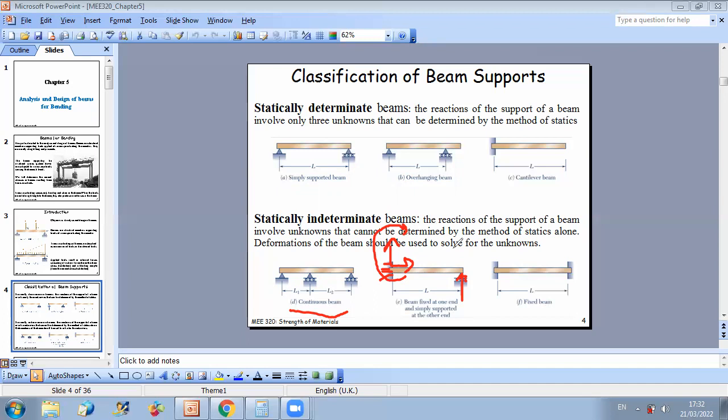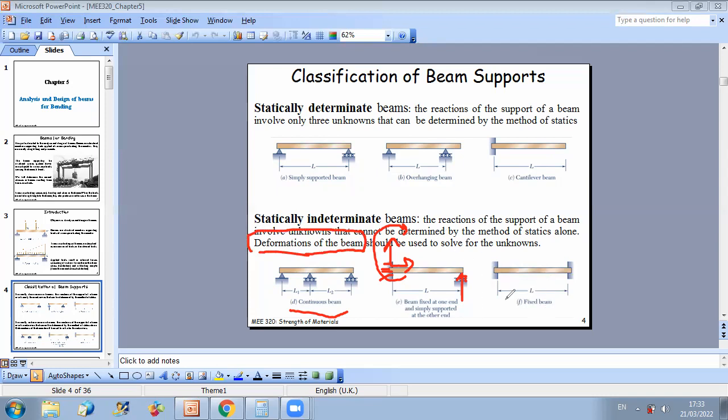I cannot determine the value of my reactions using only statics. I need to use another piece of information, another equation to close my system. And this equation is related to mechanics of materials, because we'll see that the deformation of the beam will help us in writing a force equation to solve the system.